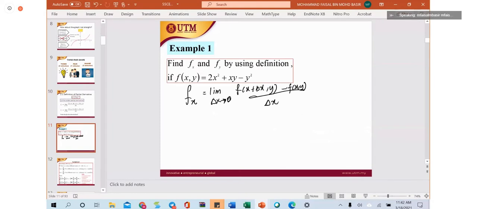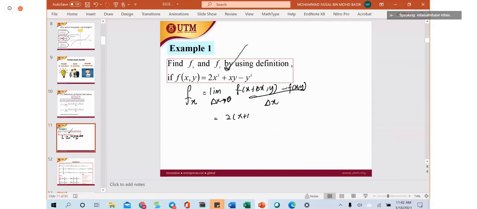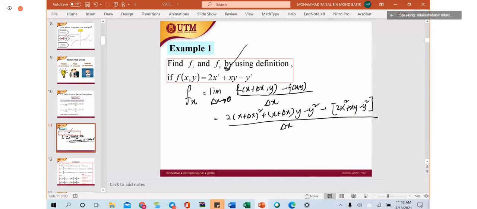So f(x plus delta x, y) means we have 2(x plus delta x) squared plus (x plus delta x) y, minus f(x,y). f(x,y) just copy 2x squared plus xy, over delta x. So we have to solve the little part.